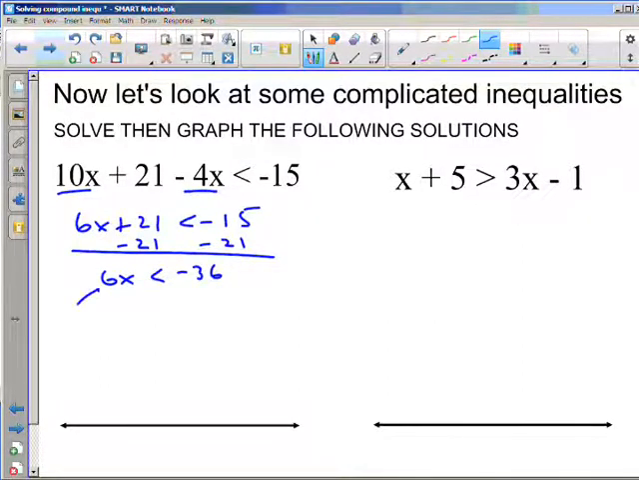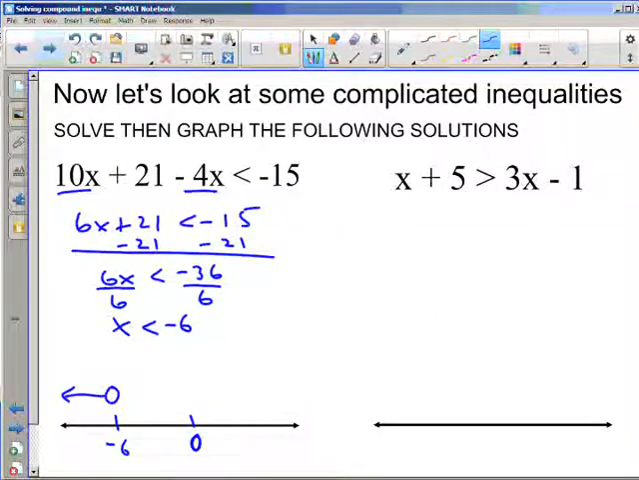Notice this 6 is positive. I'm not dividing by a negative, even though there's a negative on the right side. So I will not flip the direction of the inequality. Come down here, x is less than negative 6. There's my 0 as a reference. Put an open circle to the left. You can check that answer to make sure.